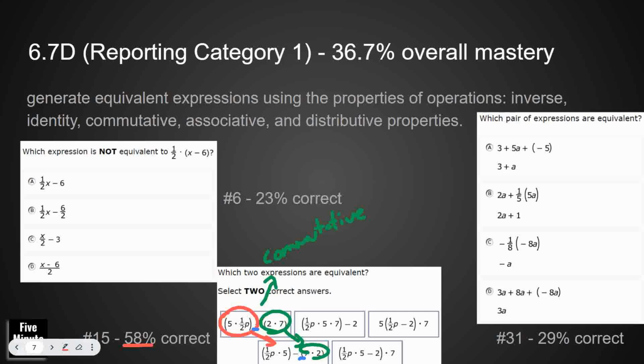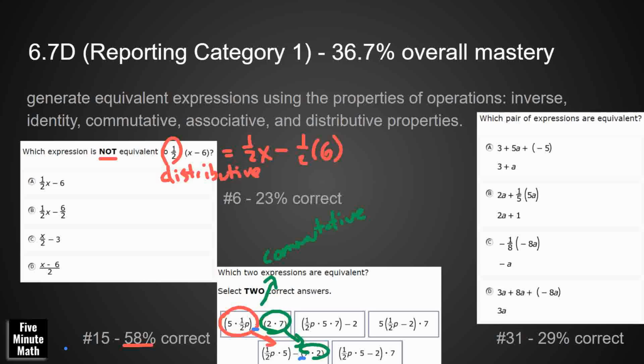The other two, number 6 and number 31, were a little bit more difficult. So which expression is not? I don't know if that necessarily tripped us up, and it is capitalized, it is bolded, but what does it mean to multiply by 1/2? Okay, so we need to distribute this out. So we could say this is 1/2 times 6, 1/2 times x minus 1/2 times 6, because that's really what this is. This is the distributive property. But it's not so much the distributive property, it's how do we show multiplying by 1/2? Because multiplying by 1/2 is the same as dividing by 2.